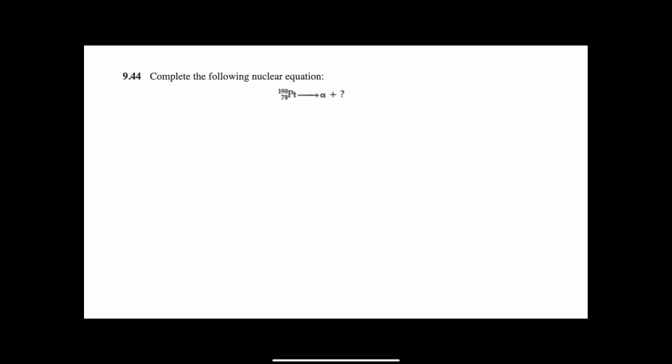Question 9.44 says complete the following nuclear equation. So we need to balance this nuclear equation. And if it's too small to see, we have platinum-190, and it's undergoing decay to give us an alpha particle plus something. And we need to figure out what that something is.